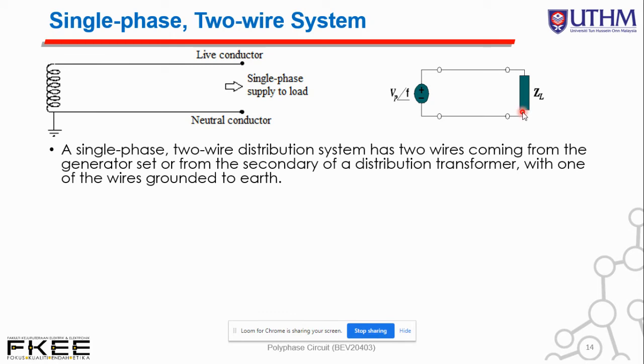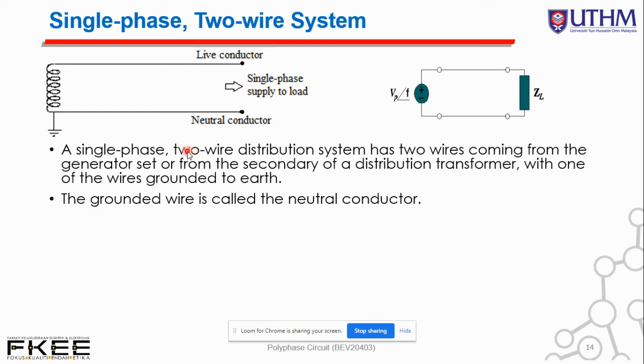A single phase two-wire distribution system has two wires coming from the generator set or from the secondary of a distribution transformer, with one of the wires grounded. So we can simply say this is a generator, or we can understand this is the secondary part of the distribution transformer, with one of the wires grounded to the earth.